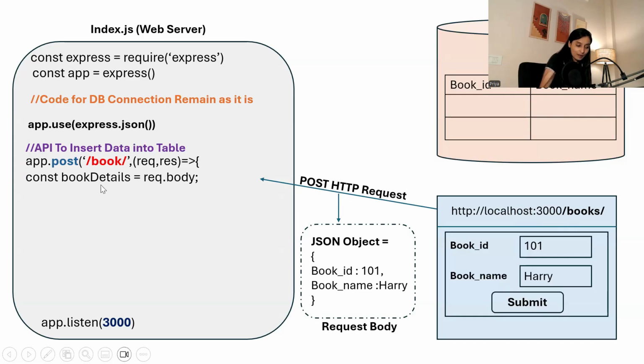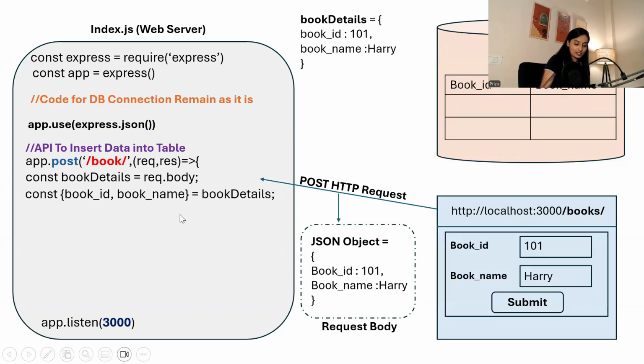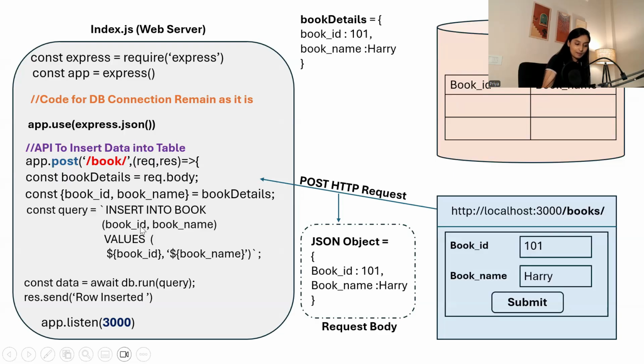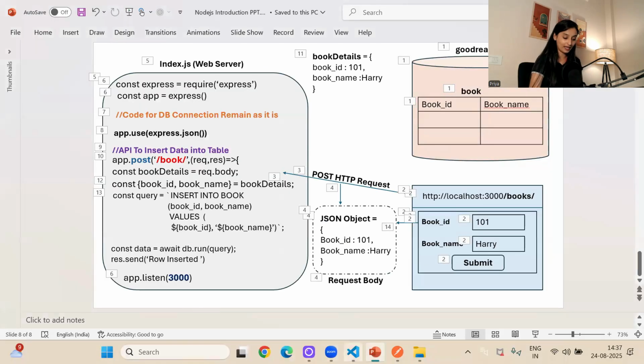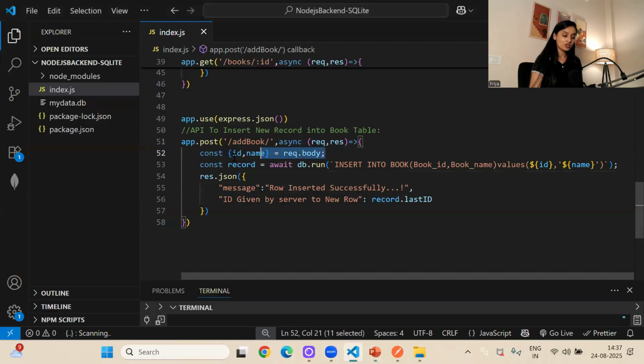So what is present in book details now? In book details, the data is present like this, book ID and book name. So on the next line, we can destructure it like this. See, from book details variable, take book ID and book name, these keys, and insert query. A row inserted message, you will get it. This is how your API is working. So on the same line, actually we have destructured over here. Okay. So I hope I'm clear with insert book API.